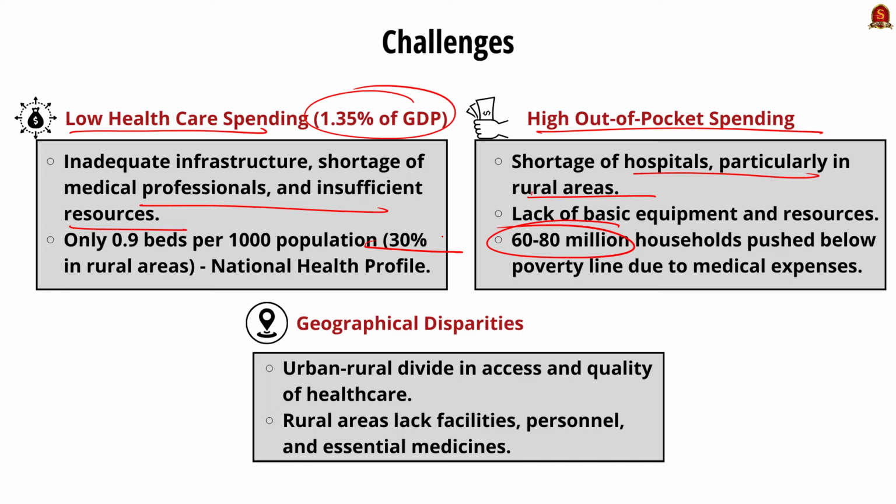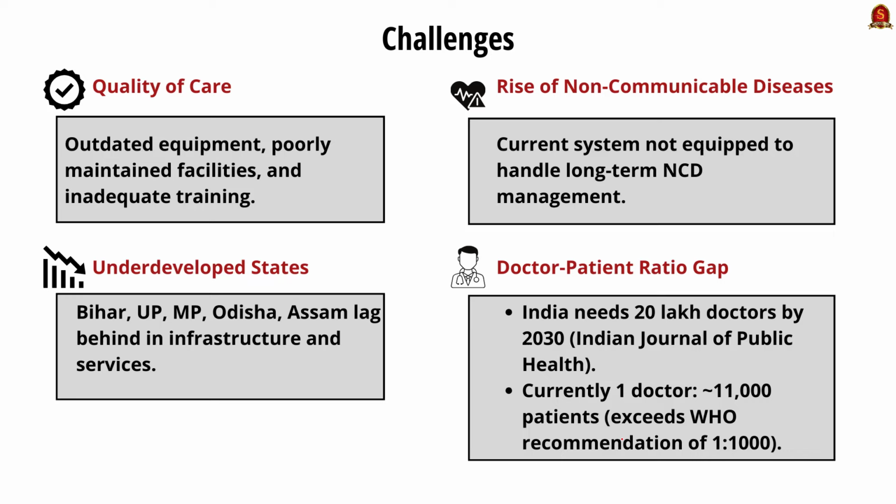Thirdly, the geographical disparities. There is a stark contrast in the healthcare access and quality between the urban and rural areas. Rural areas often lack basic healthcare facilities, qualified medical personnel, and essential medicine, forcing the residents to travel for a long distance for treatment. Fourthly, quality of the care. Even where health services are available, the quality of the care can be substandard. This includes outdated medical equipments, poorly maintained facilities, and inadequate training for the healthcare workers.